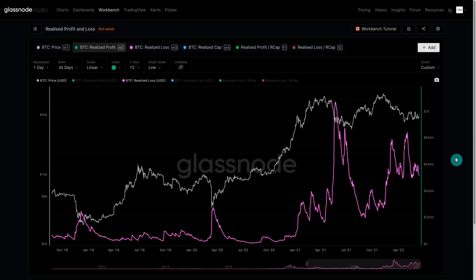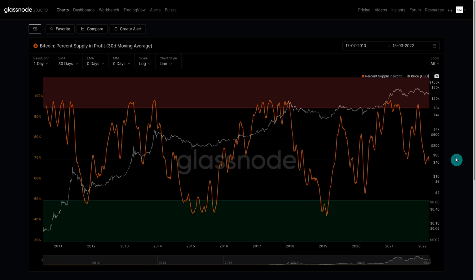And this is where we're now going to move into some of the tools we can use to actually assess that risk from a more structural standpoint. So what we're looking at here is the percent of supply in profit. And I've applied just a 30-day moving average here just to really smooth it out so we can look at the bigger picture. Now, there's really two observations when it comes to getting to the end of bear markets. And we're looking at the entirety of Bitcoin's history here.